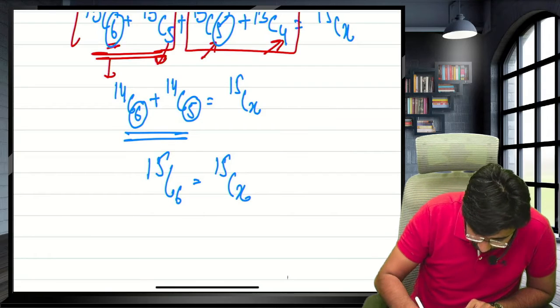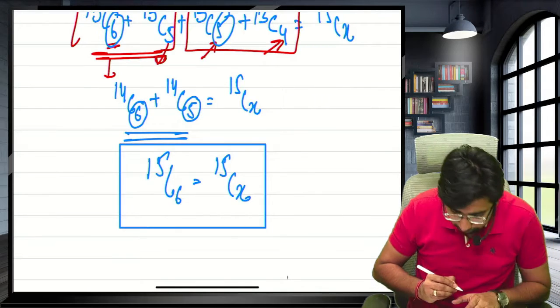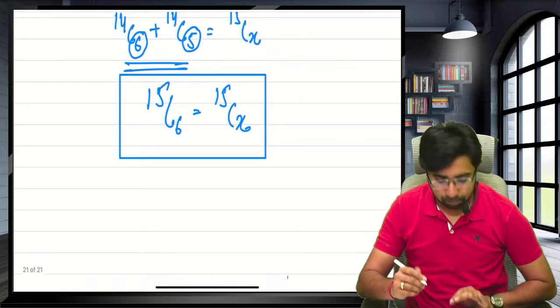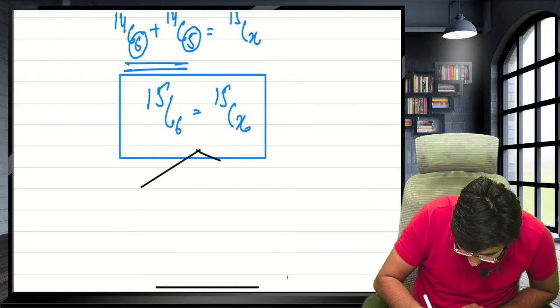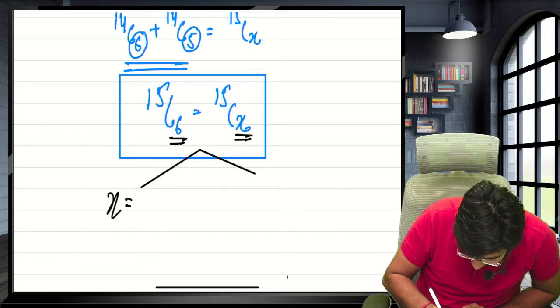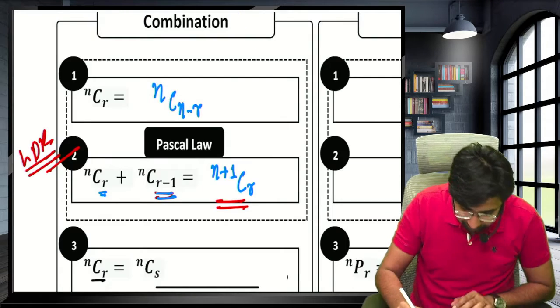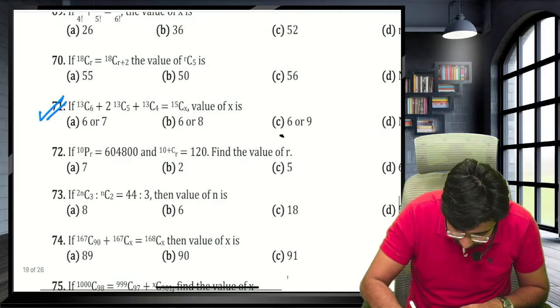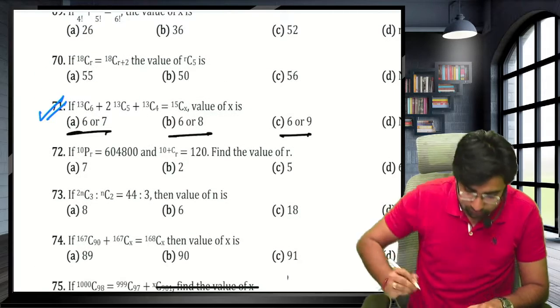Guys, now please pay attention. Now if you will compare this, guys, you will say, sir, here X must be equal to 6. But guys, here the question has given two answers, 6 or 9, 6 or 8, 6 or 7.